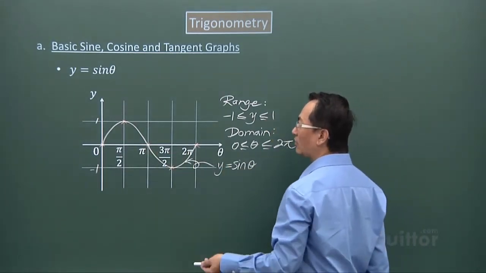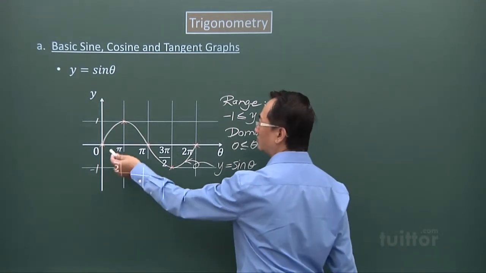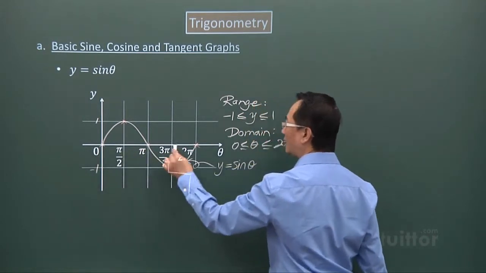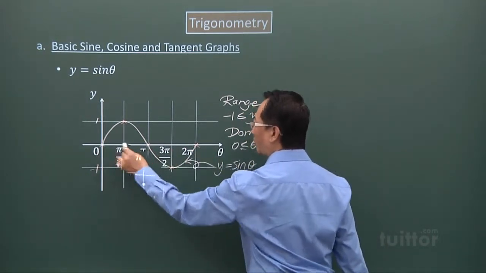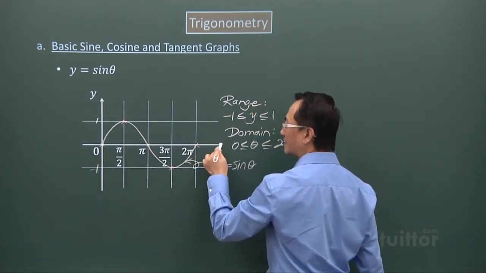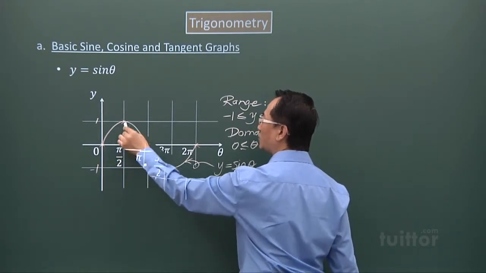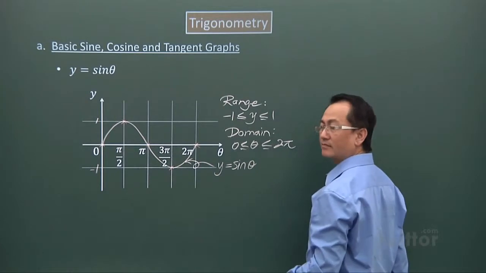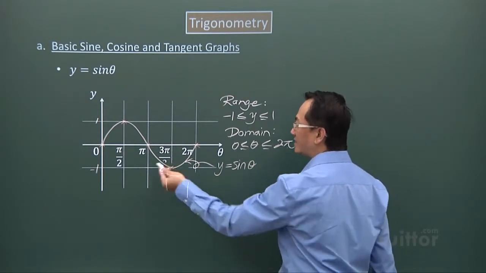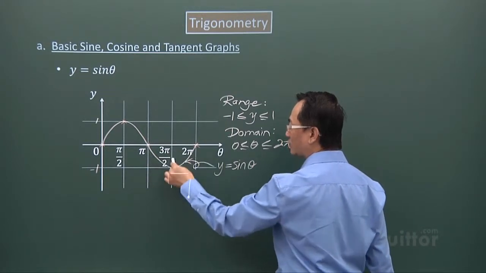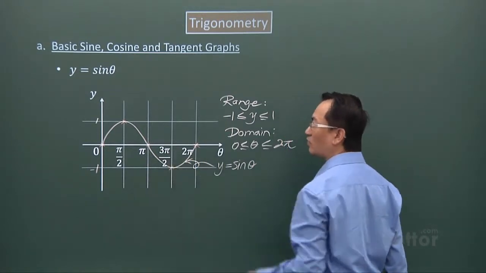So if I'm asking also for the amplitude, amplitude is measured from the horizontal axis to the highest point. The amplitude is just 1. And you can see from the horizontal line to the lowest point is also 1.